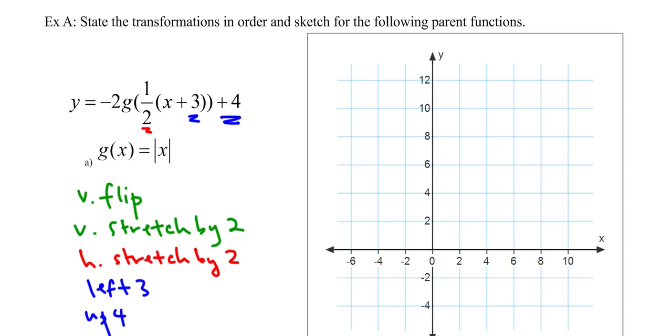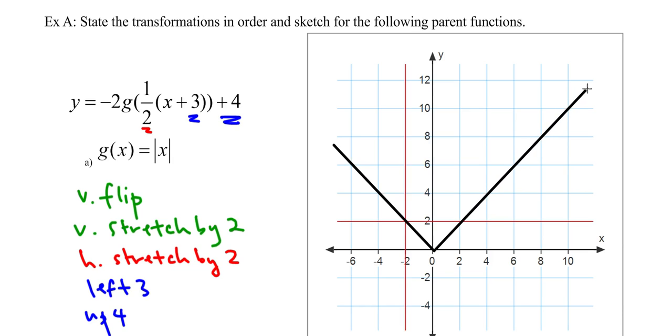Okay, so first of all, I'm going to draw the parent function with a line, and we learned this in 1.2. It's the absolute value function, looks like this. That's y equals absolute value x, and you always want to label your graph. Y equals absolute value x. There you go, that's the parent function.